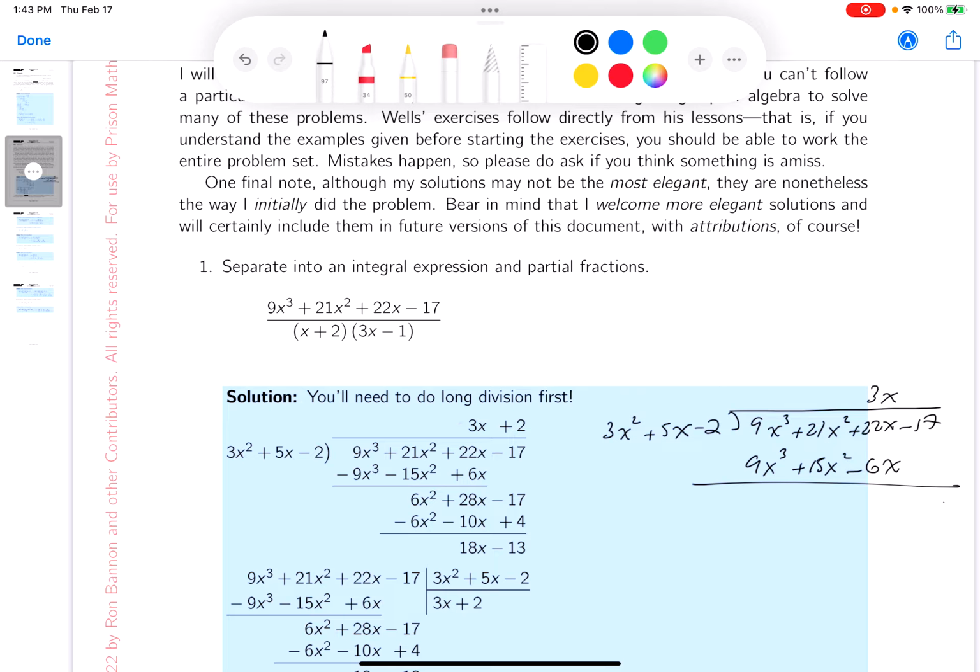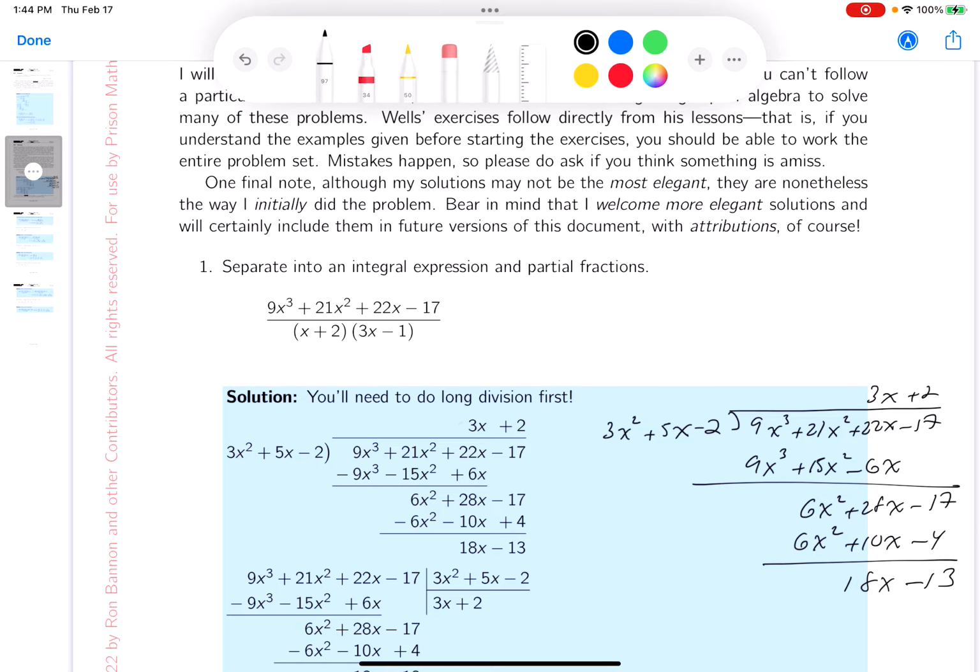What are you going to do? Subtract. What do you get? 6x squared plus 28x minus 17. Repeat. What times 3x squared gives you 6x squared? Plus 2. What does that give you? 6x squared plus 10x plus minus 4. Subtract. 18x, and that's going to be minus 13, all right?